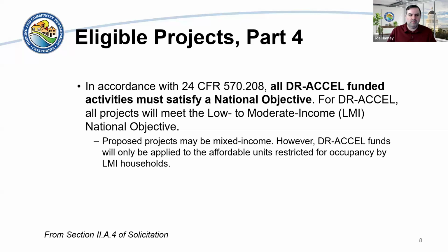In accordance with 24 CFR 570.208, all DR Accelerator funded activities must satisfy a national objective. For DR Accelerator, all projects will meet the low to moderate income housing national objective, known as the LMI objective. Proposed projects may be mixed income. However, DR Accelerator funds will only be applied to the affordable units restricted for occupancy to LMI households.